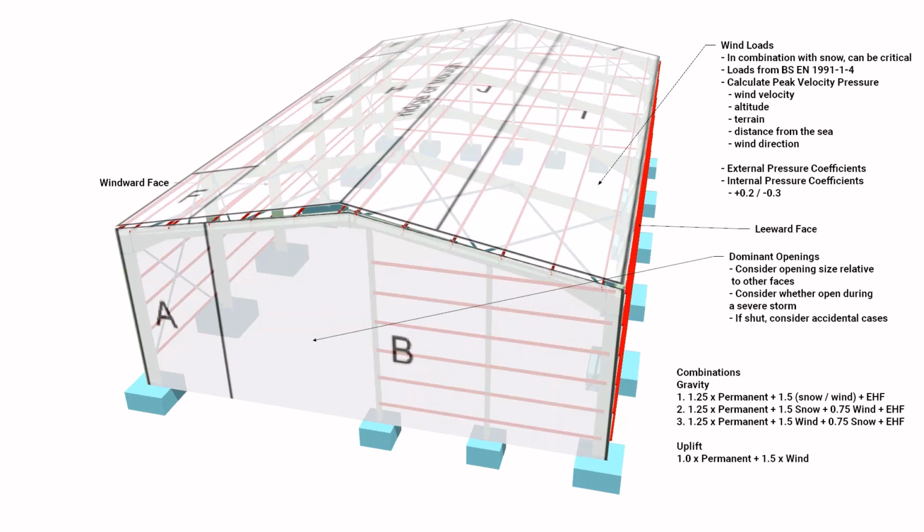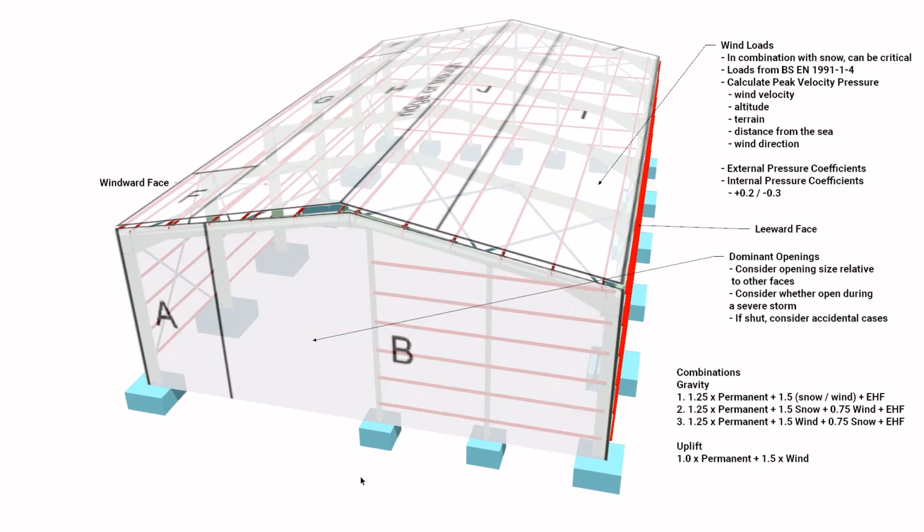Our wind loads we can derive from Eurocode 1, again determined by the National Annex, considering wind velocity, altitude, terrain, distance from the sea, wind direction, and that will help us determine our peak velocity pressure. We can get our external pressure coefficients as well from the same source, and I've shown as an overlay here our external pressure coefficients. Then we can also take our internal pressure coefficients, which is typically plus 0.2 or minus 0.3. And in this case, we actually have a dominant opening shown at the end, although overlaid by our external wind pressures image.